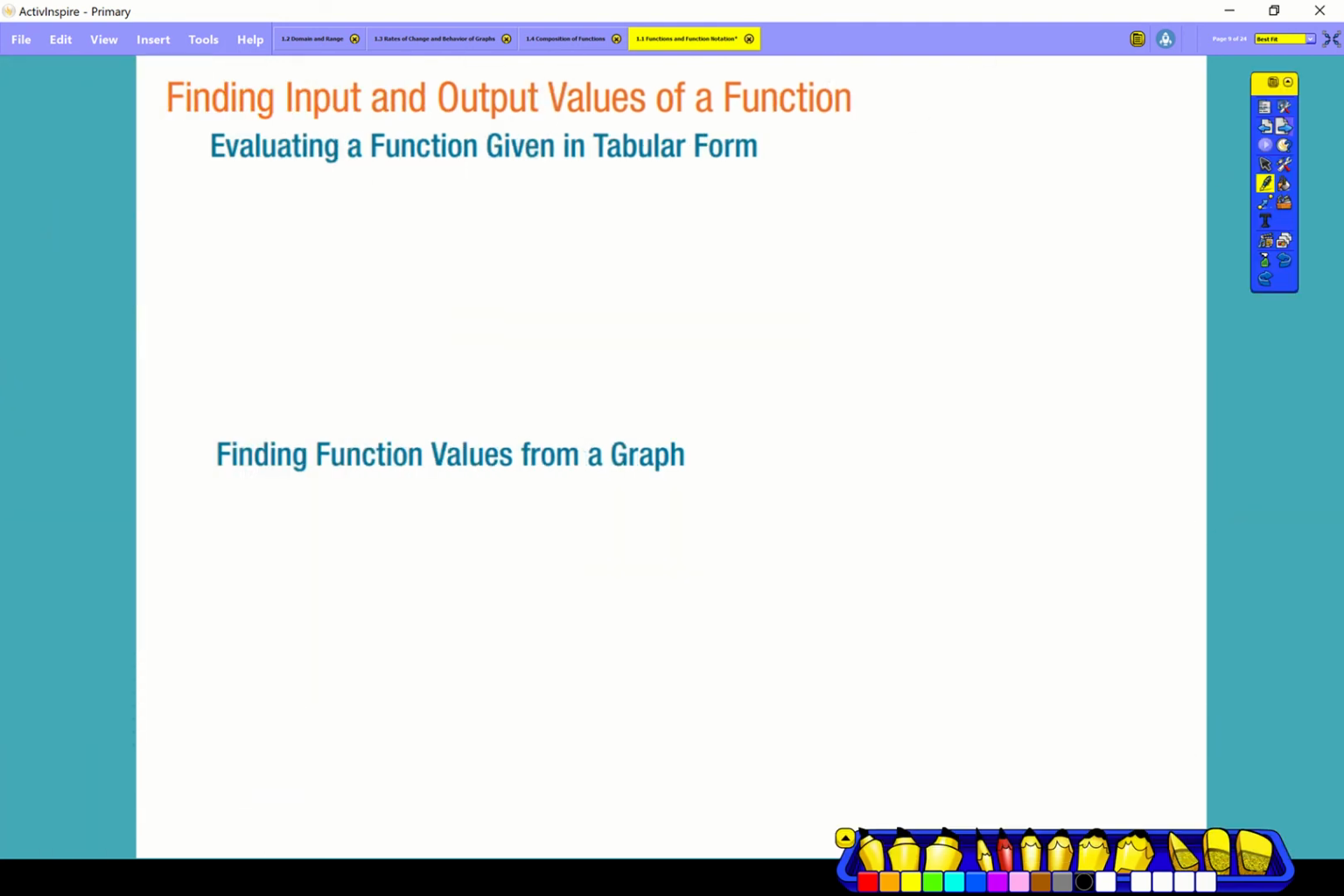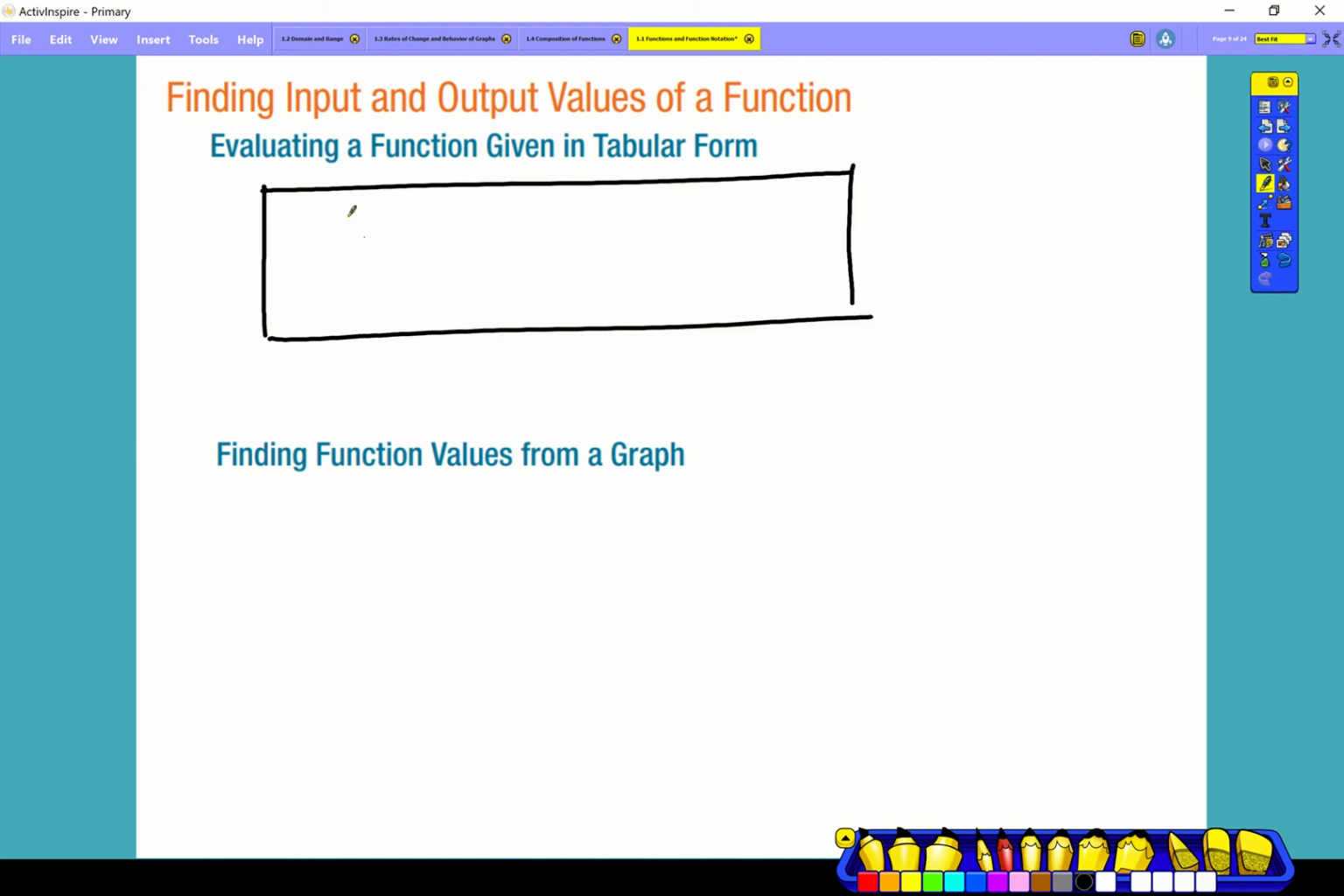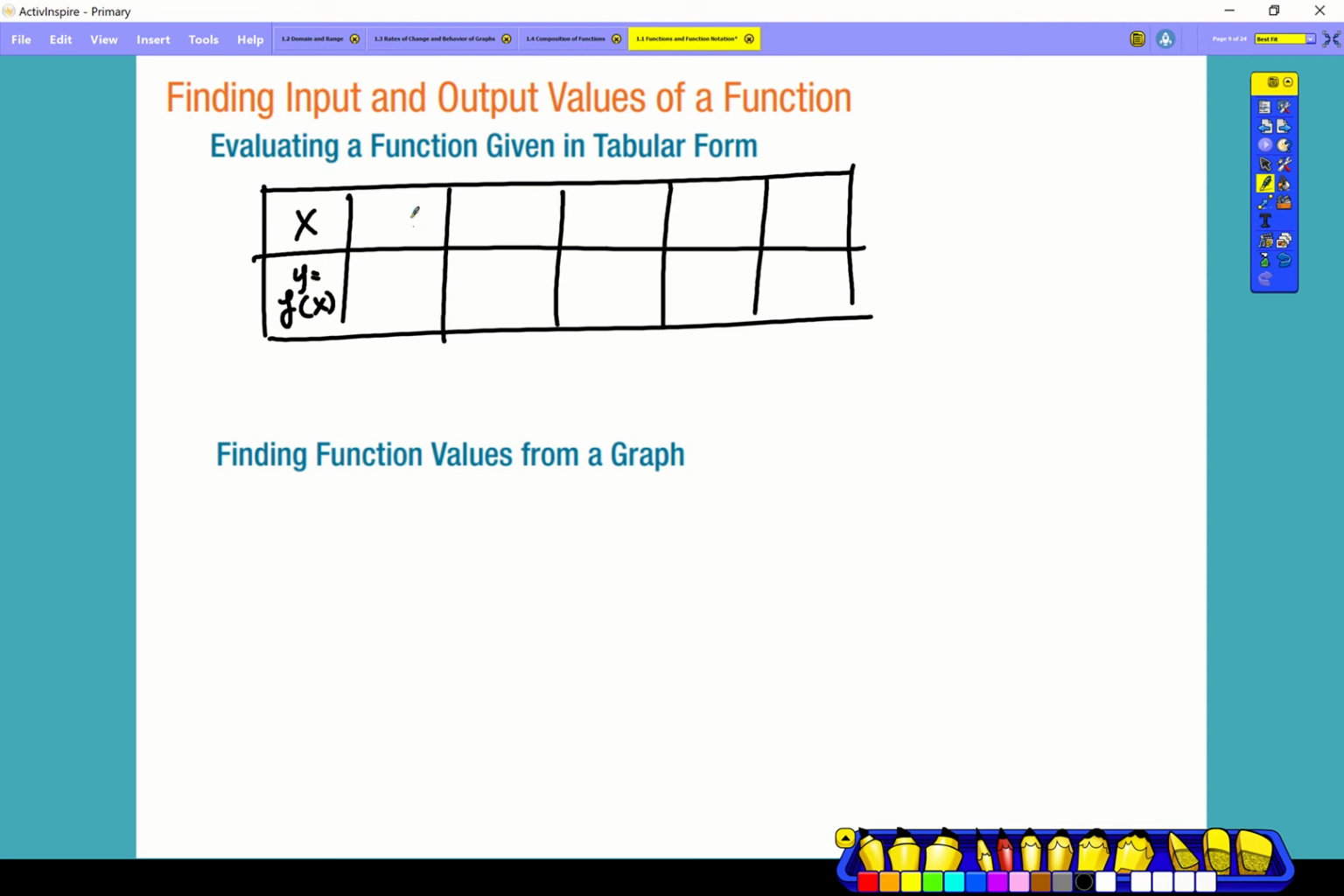Evaluating a function given in tabular form. So what that means is that if you're given this, it'll either be y or sometimes it's f of x. They're the same thing. So this is 1, 3, 5, 7, 9. This is 2, 4, 6, 8, 10.